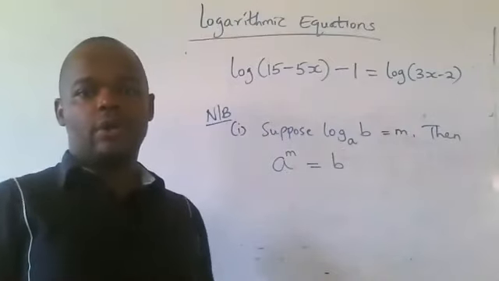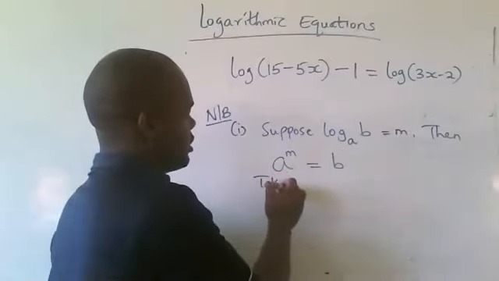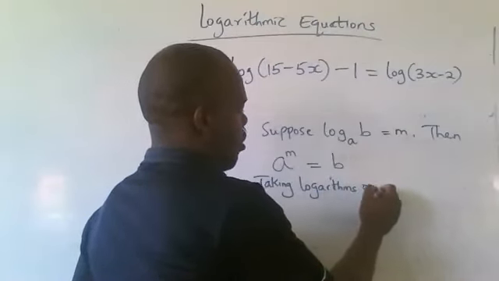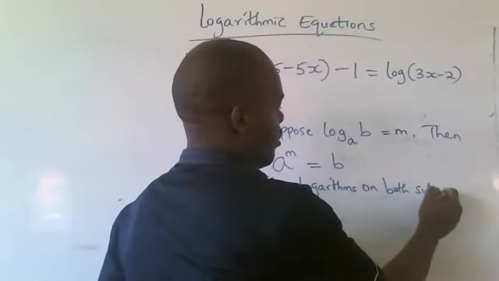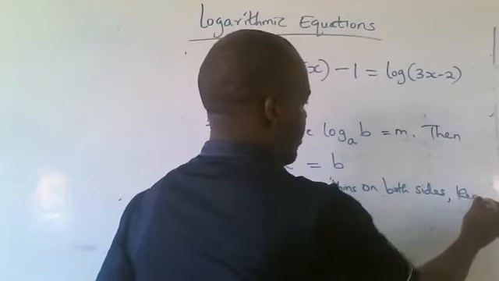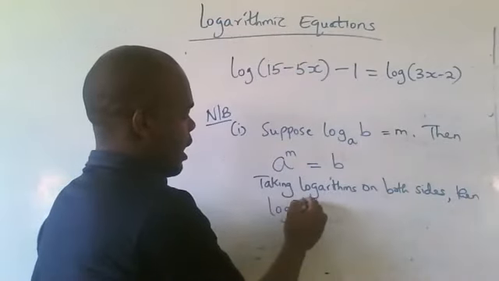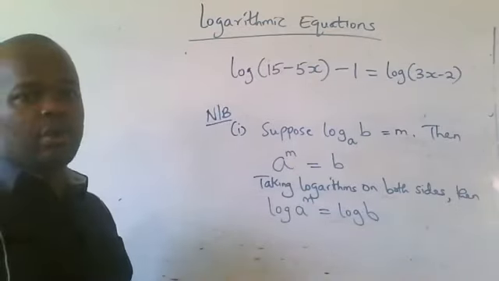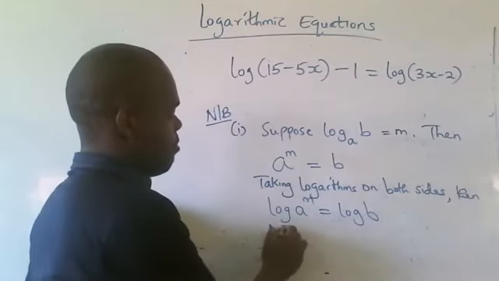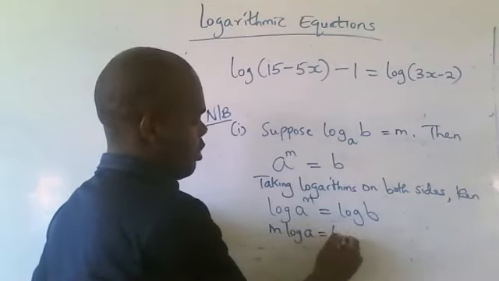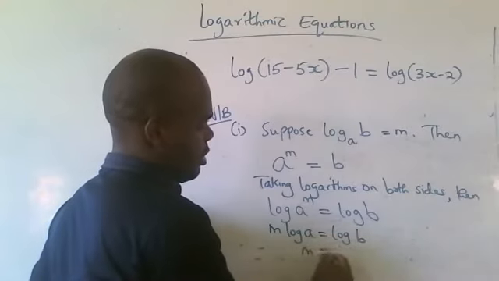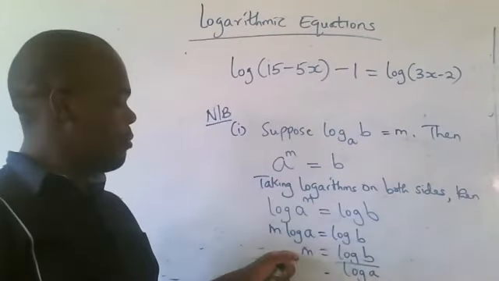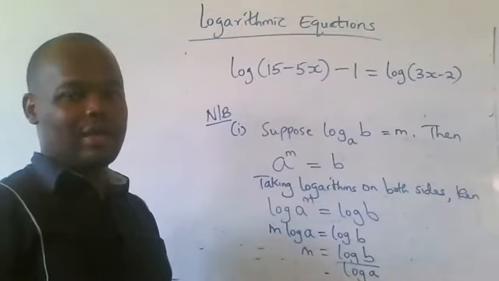So let us take logs. Taking logarithms on both sides, then log A power M is equal to log B. And you see in that case that M log A is equal to log B. So M will be log B over log A.